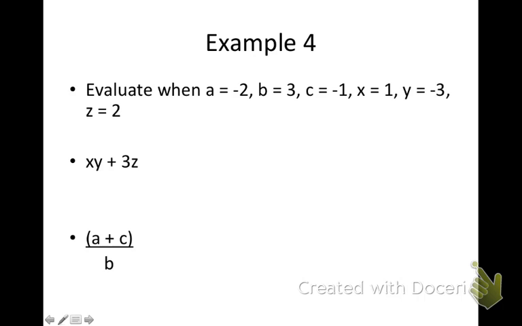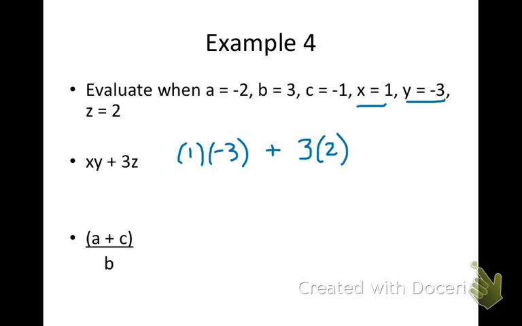And we're going to finally evaluate when A is equal to negative 2, B equals 3, C is equal to negative 1, X equals 1, Y equals negative 3, and Z is equal to 2. So in doing problems like this, you want to substitute in. So for the first one, we'll have X times Y. So we find the X and the Y. So we'll have 1 times negative 3. Then we'll add to that 3 times Z.